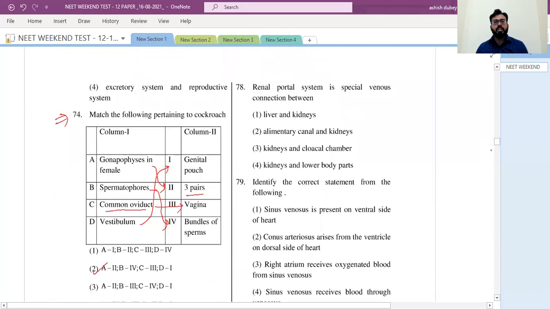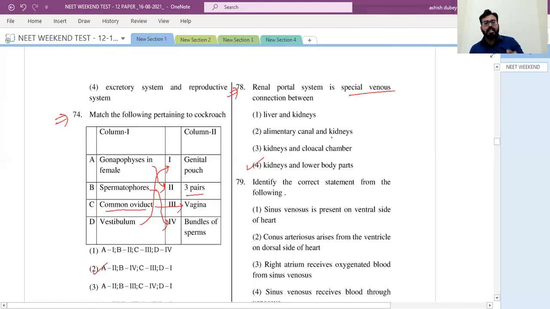78th, renal portal system is a special venous connection between. Second time the question on portal system is coming here. Renal portal system is a special venous connection between the liver and kidney, alimentary canal and kidney, kidney and cloacal chamber, kidney and lower body part. Yes, actually the hind limbs or fins have direct venous drainage into the kidney in order to get rid of any nitrogenous waste, because hind limbs and fins are much more active parts, as they are used in locomotion. So it will be the kidneys and lower body parts.